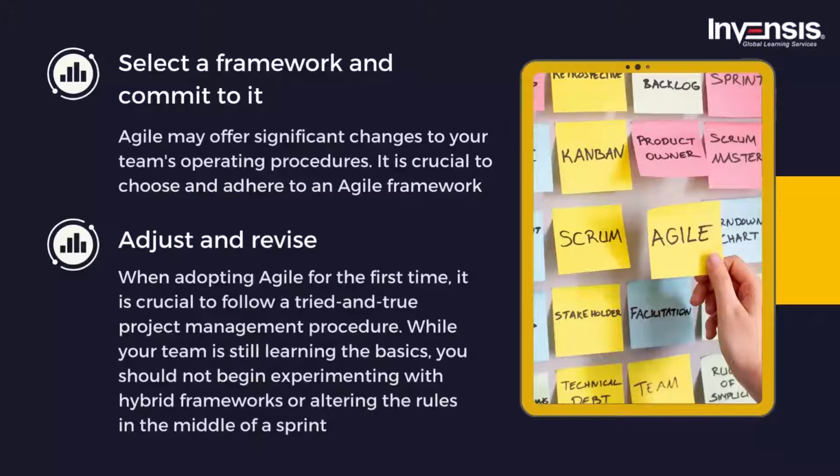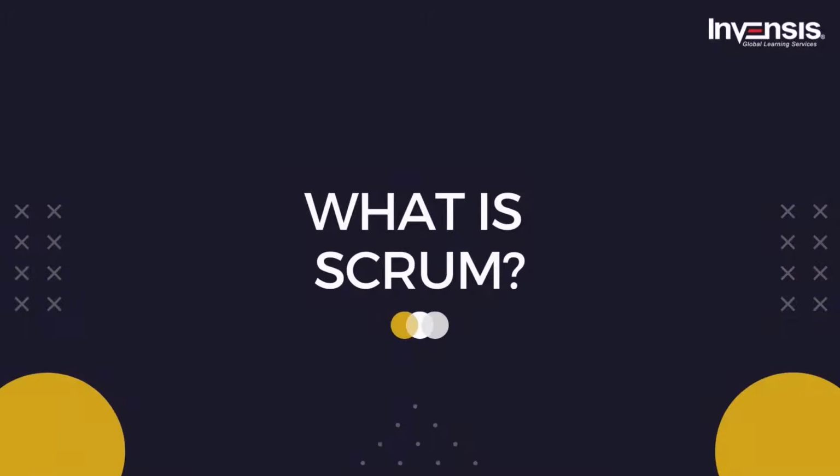If something isn't working, it may be time to switch Agile frameworks or make other adjustments. Remember that Agile is intended to be iterative, and you should apply it accordingly. Start small, prioritize tasks that can be completed quickly, evaluate what is working, be flexible, cooperate, and communicate regularly. Now, let us move on to our next topic, what is Scrum?